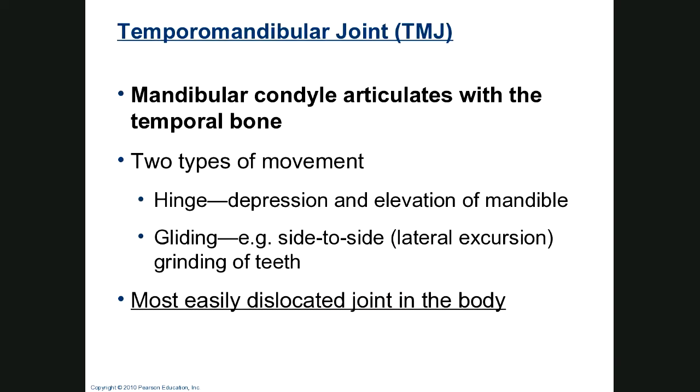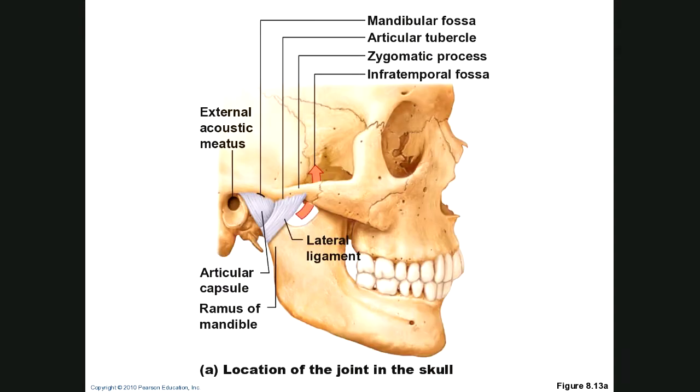Okay, another joint we're going to talk about is the temporomandibular joint, or TMJ. This is where the mandibular condyle articulates with the temporal bone. It has two things it can do. Hinge, which is depression and elevation of the mandible, and then gliding side to side. So it's for grinding your teeth, hopefully for food and not to annoy your sleeping partner. And this is easily dislocated, the most easily dislocated joint in the body. It can be put back in place and tend to stay there.